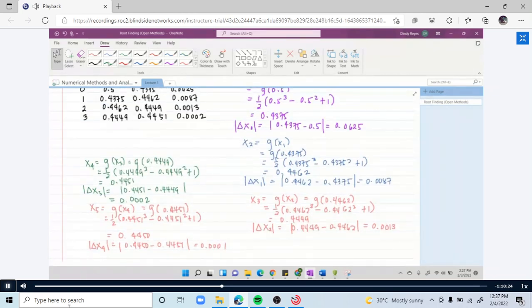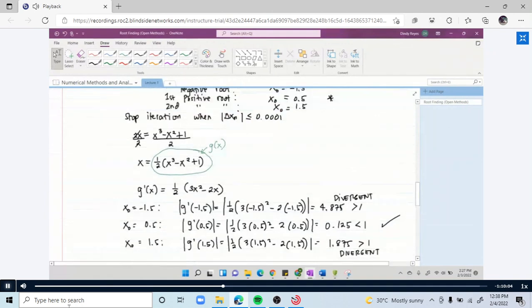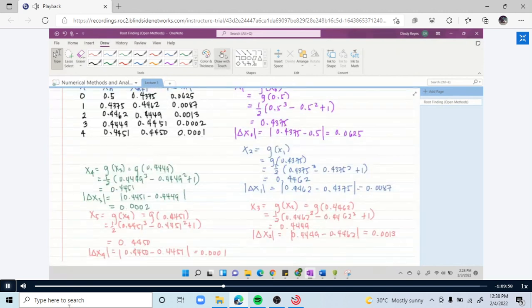Okay, so we already have our answer. When n is equal to 4 here, this is 0.4451. And then this is 0.4450, and then we already have 0.0001. Stopping criterion, as you remember, is when the absolute error is less than or equal to 0.0001. So we can stop here. So our answer here is this. So ito siya. Ito yung first positive root na hinahanap natin, which is close to 0.5. Okay?